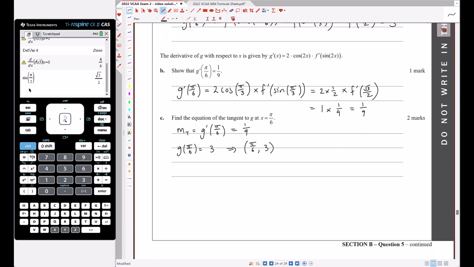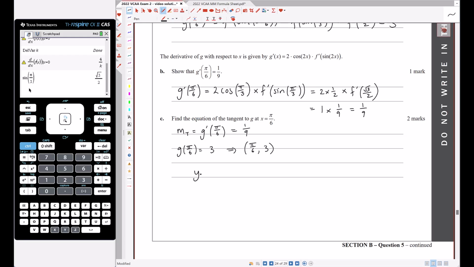Okay, so we've got our gradient and our point. So I'm going to use gradient point form, y minus the y coordinate of the point equals the gradient times x minus the x coordinate of the point. And so it's y minus 3 equals 1/9 x minus pi on 54, which is 6/9. And so y is going to be 1/9 x minus pi on 54 plus 3.